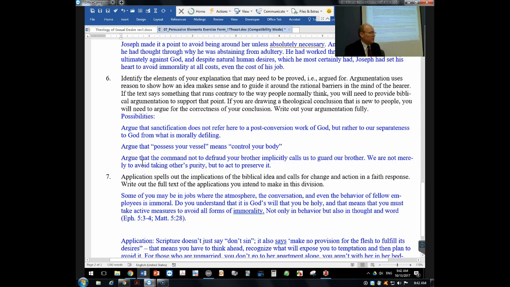I would also argue that the command not to defraud your brother implicitly calls us to guard our brother. This is not just a mind-your-own-business call, but it's also a call to be on the lookout for the other.